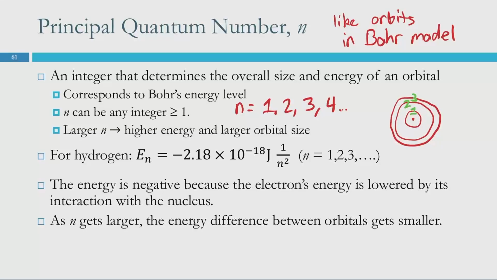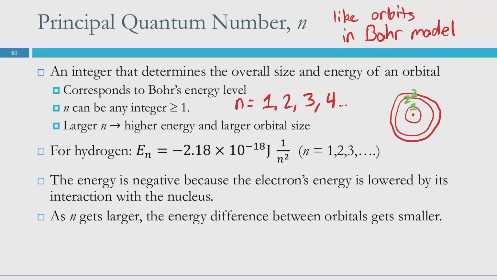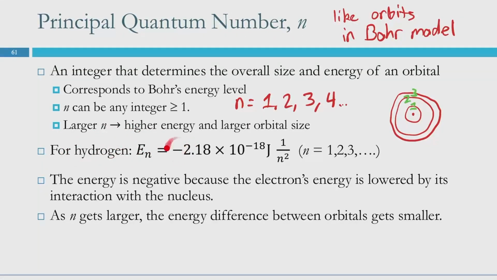So our n numbers here in green. For hydrogen, we've got this number. It's not something that you need to memorize. Basically, this just lets us calculate the energy of any of these orbits or principal quantum numbers. We can really only do this for hydrogen. The energy here up front is negative.